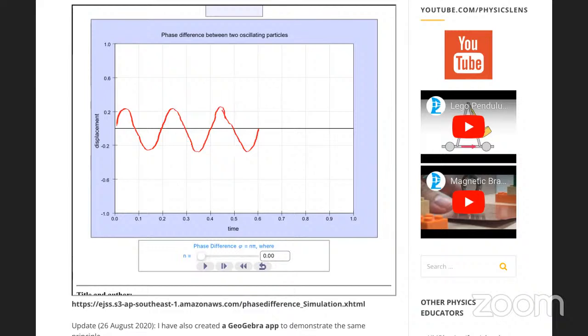Now, if it were pi, so here was 0, here was 2 pi, so it means that pi is in the middle here, right? That's pi. So I'm going to draw the wave for pi now. That's the wave for pi. And you will see crest meeting a trough. So you know that they are totally out of phase.